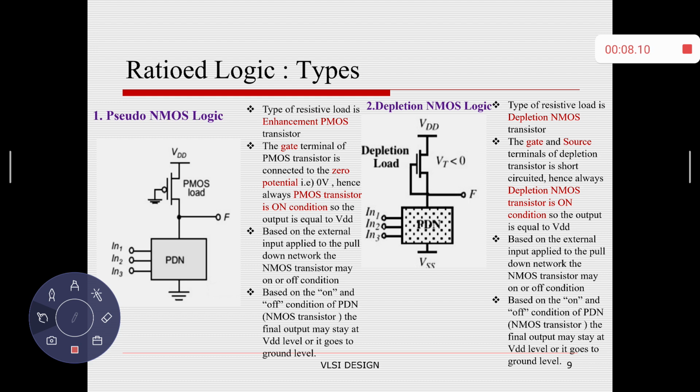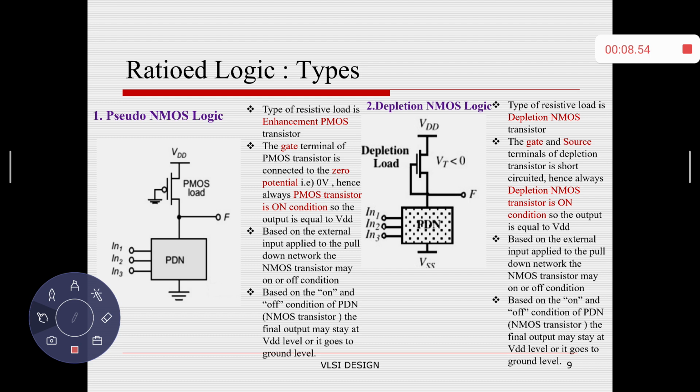Whereas in depletion type NMOS, the pull-up device is called a depletion load. Just remember the basic difference between enhancement and depletion type transistors: for an enhancement type transistor, when VGS equals 0, the transistor is in the off condition. Whereas in a depletion type transistor, when the gate-to-source voltage equals 0 volts itself, the transistor is in the on condition. It means a channel exists from source terminal to drain terminal. In depletion type NMOS logic, the gate and source terminals of the depletion transistor are short circuited, so VGS equals 0 volts, and the depletion type transistor is always on.